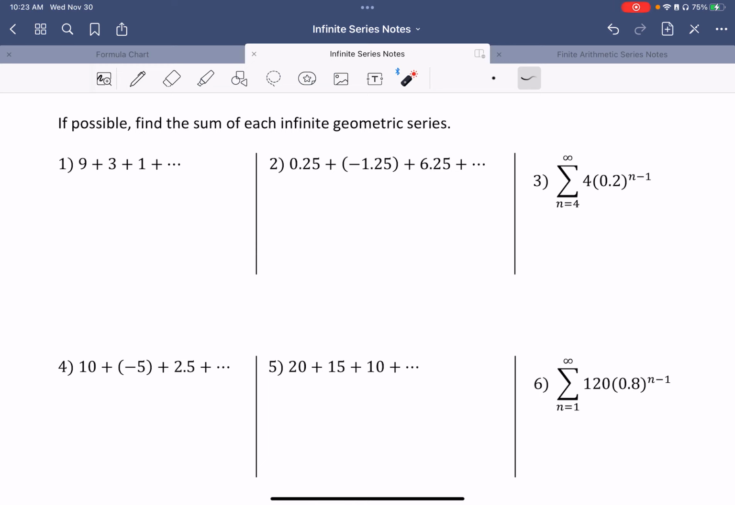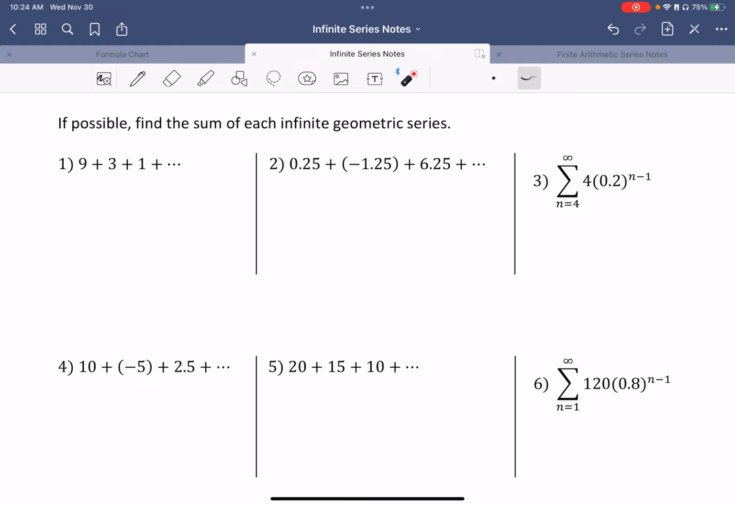Okay, so usually finite would have a number here, so let's say from 4 to 10, that would be finite because it has a stopping point. Okay, but if it's infinite, it'll have infinity at the top and it'll keep going, no last term. They won't tell you how many terms there are. Okay, so let's do some examples.